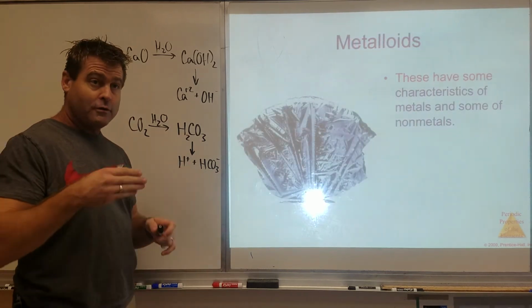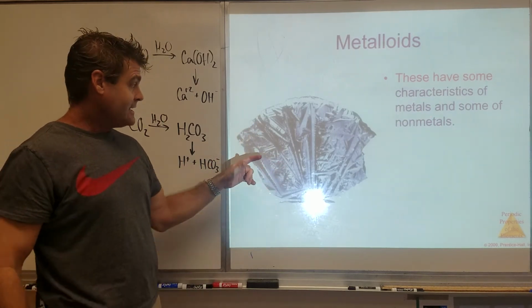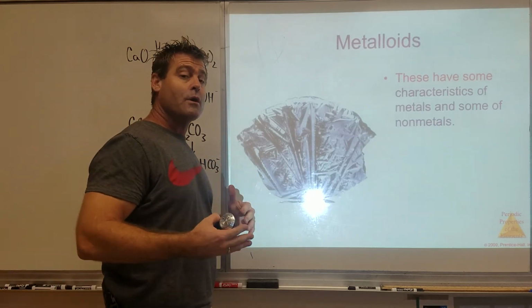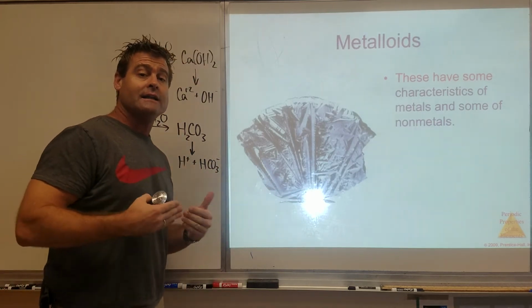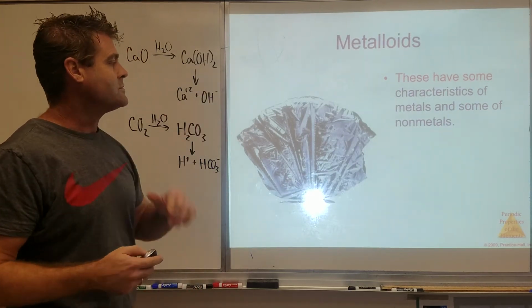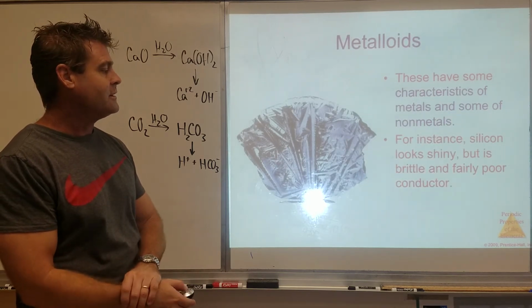Metalloids, you guys remember the few in between, like silicon, germanium? Those have characteristics where it can be shiny, but maybe it has other properties. Maybe it's not very electrically conductive, and so it kind of has properties of both. We call those metalloids.